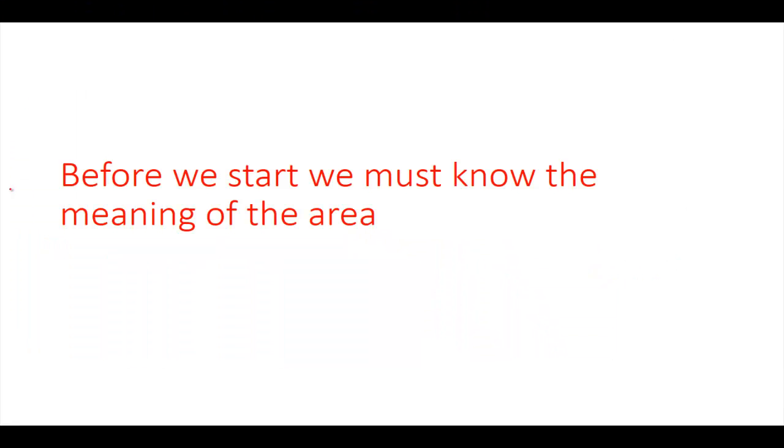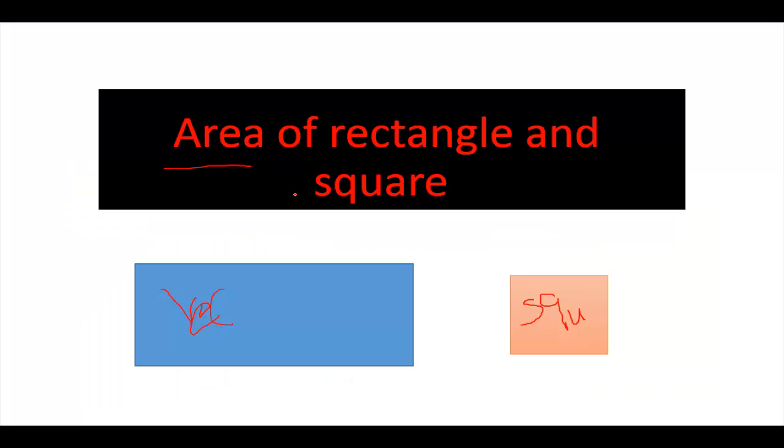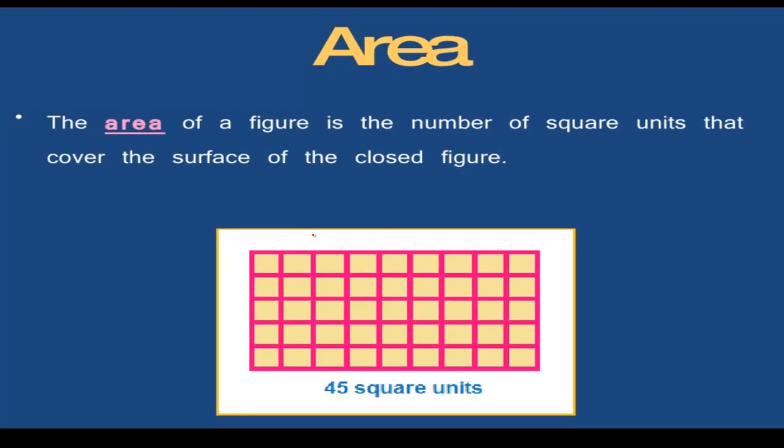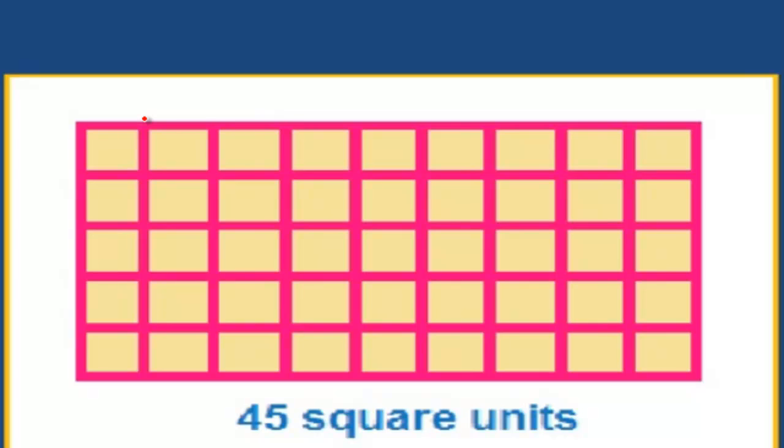But before we start, we need to know what is the meaning of area. The title of our session is the area of rectangle and square, but before we move forward to the rules and the problems in the next slides, we need to know what the area is. Area is the space inside the figure. The perimeter was from outside, where we counted the sides, but for the area we're going to count the squares from inside.